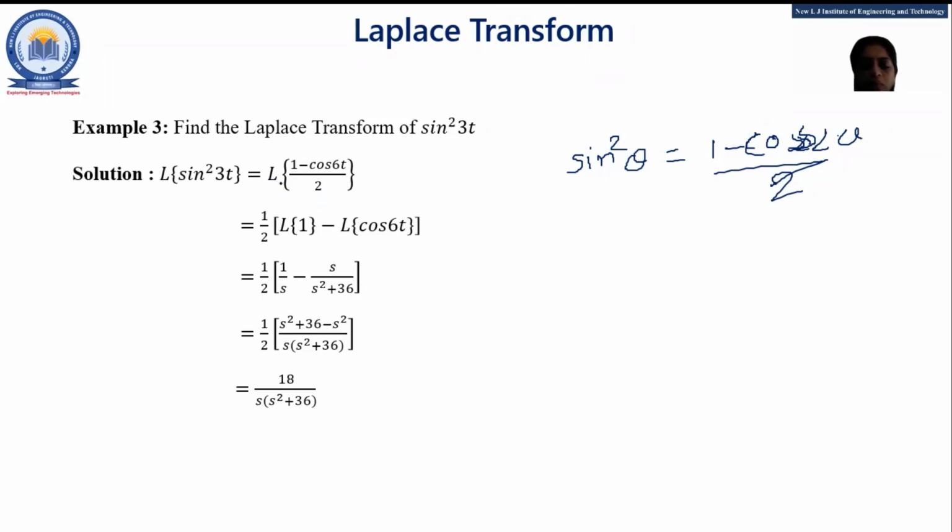Now 1/2 is common for both the terms, and now we apply the linearity property. So Laplace of 1 and Laplace of cos 6t. Laplace of 1 is 1 by s, and cos 6t is s upon s square plus 36. After taking LCM, here we have s square plus 36 minus s square, and in the denominator s into s square plus 36. So both s squares will be cancelled, and 36 by 2, that is 18 upon s into s square plus 36. Got it, everyone?